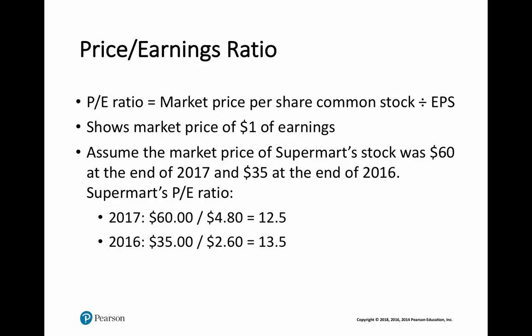So for 2017, we had to pay $60 to buy the stock to earn $4.08 per share. So the PE ratio was 12.50. So we had to spend $12.50 to get a return of $1 of earnings. And then for 2016, it was $35 per share with earnings per share of $2.06. So basically for every dollar of earnings, we had to spend 13.5. So even though the stock price went up, it cost us less money to earn $1 of earnings from that stock.